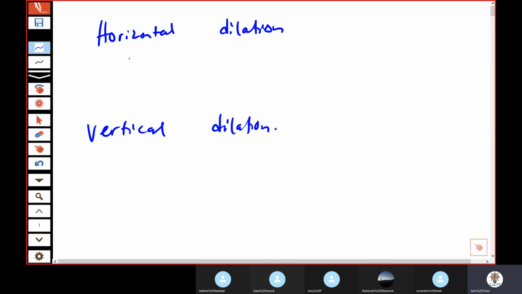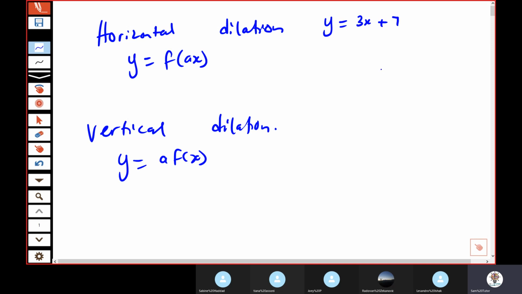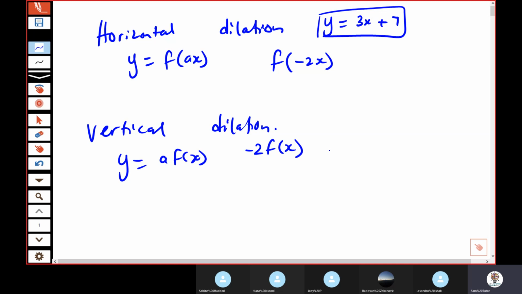Horizontal dilation should be f of ax. Vertical dilation should be a of f of x. Here is why. If I gave you y equals 3x plus 7 as our function, and I told you let's go and find f of negative 2x compared to find negative 2 of f of x.